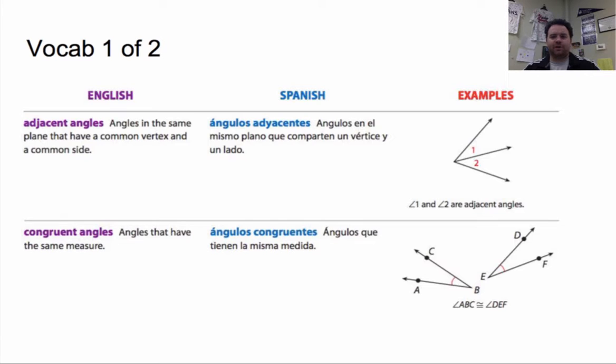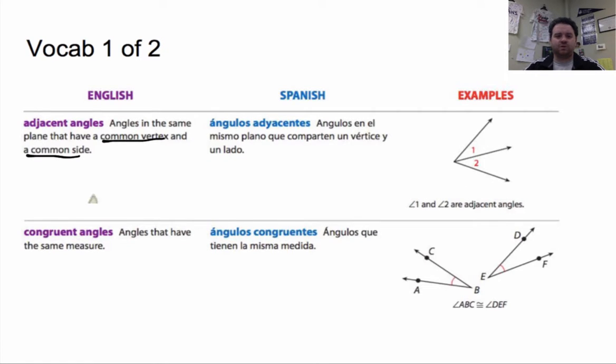So our first two vocabulary terms are adjacent angles and congruent angles. Now, adjacent angles means angles in the same plane, so they're on the same flat surface, that have a common vertex and a common side. So in the picture over here, angle 1 is between this line and this line. Angle 2 is between this line and this line. So they share a vertex, this is the vertex, and this is the common side right here. Okay? So what this literally means is two angles that are next to each other. Adjacent angles are angles that are next to each other.